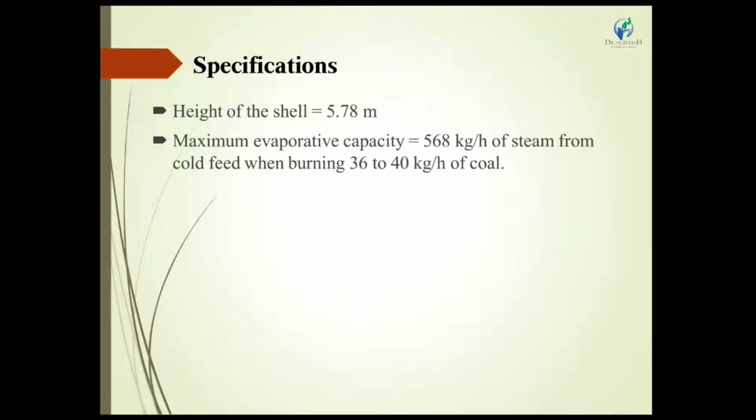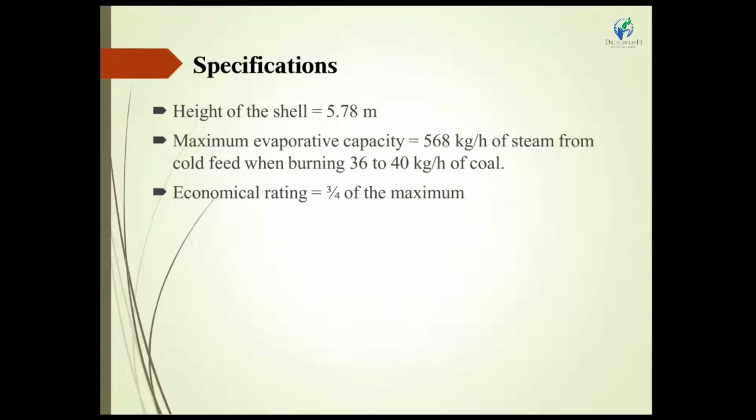If you want to produce 568 kg of steam from the Cochran boiler, it requires 36 to 40 kg of coal. You cannot give a standard measurement of coal because many types of coal are available: lignite, bitumen, anthracite. It depends on variable calorific value. So as per the average value, for 568 kg of steam generation we require burning of coal at 36 to 40 kg per hour.